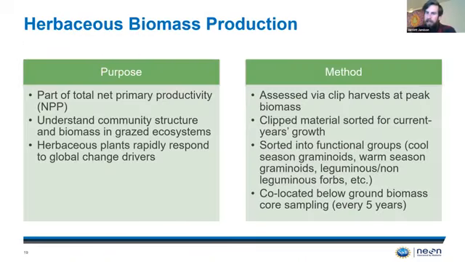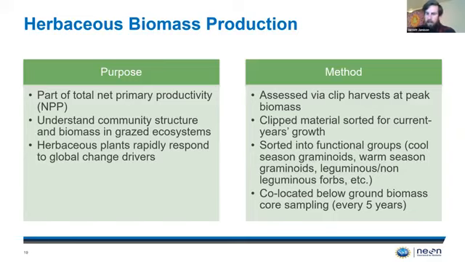Herbaceous biomass production. The net primary productivity of this plant group can contribute significantly to total net primary productivity, even in forested ecosystems. Understanding long-term trends in herbaceous community structure and biomass is very important in grazed systems where these plants constitute a critical food source for wildlife and livestock. In addition, members of the herbaceous plant community can respond relatively rapidly to various global change drivers.